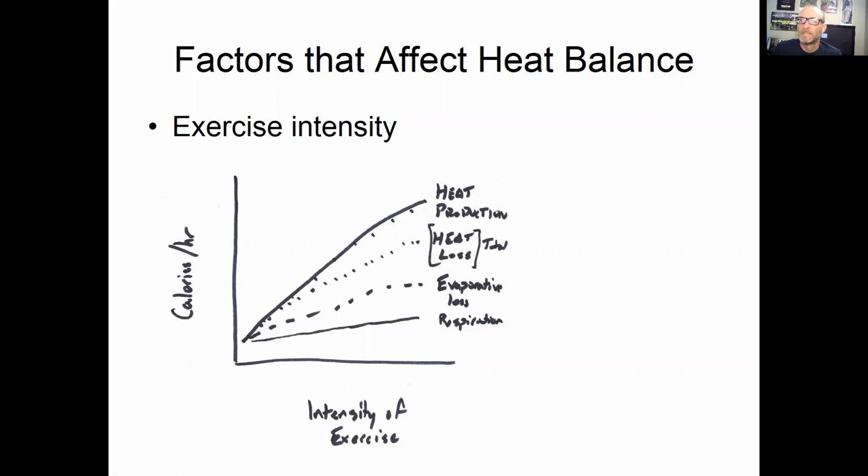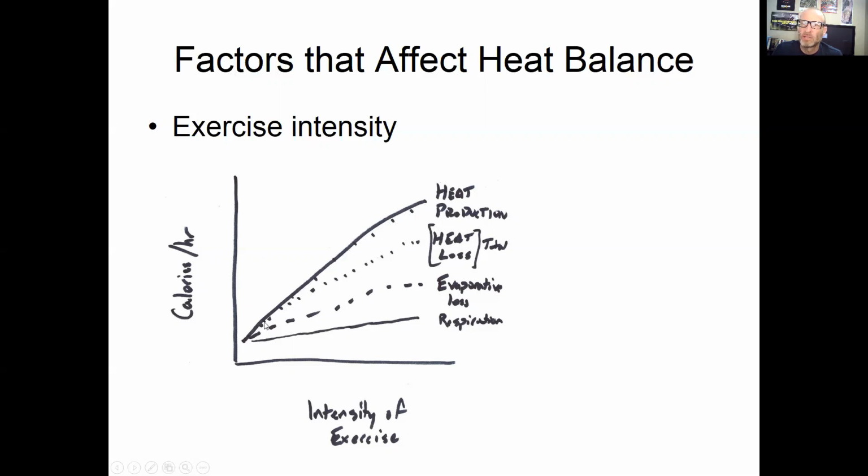So I've got a graph here, calories per hour, and calories is just a unit of heat. So this is heat per hour. And on the x-axis is intensity of exercise. So easy, hard. As we exercise harder and harder, as we run faster and faster, as our bike resistance gets greater and greater, as we swim faster and faster, the amount of heat produced goes up.